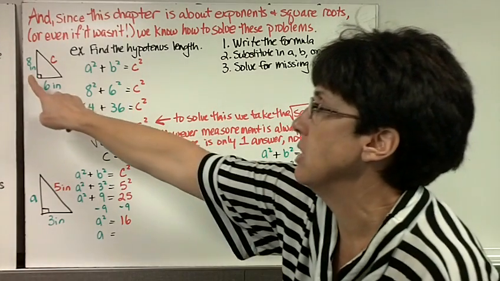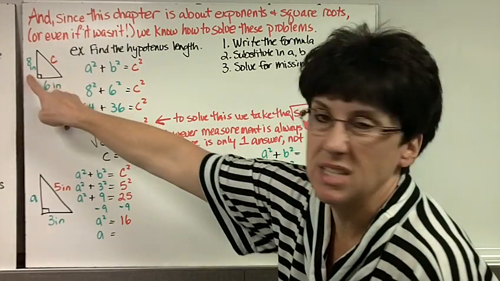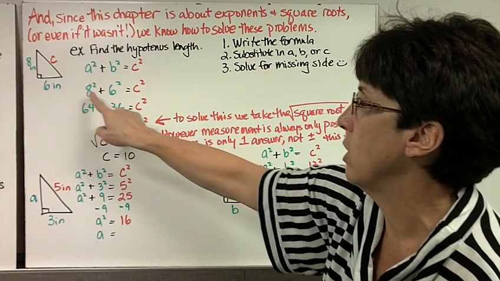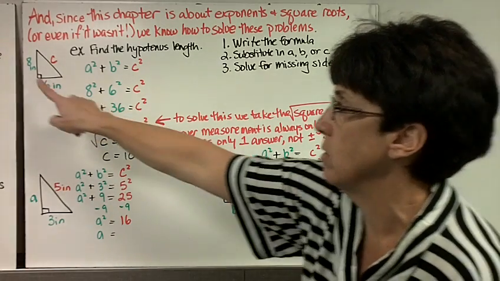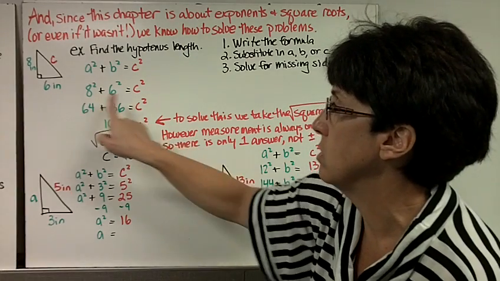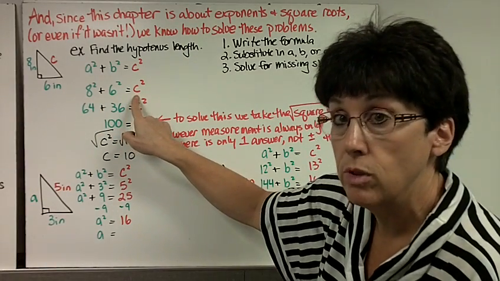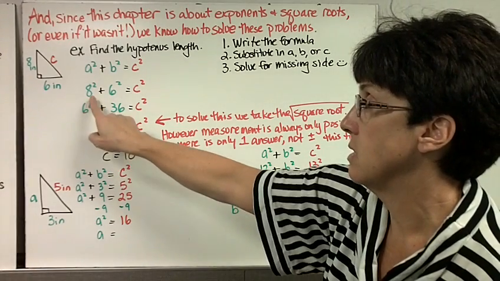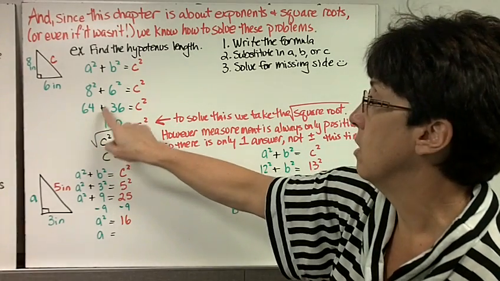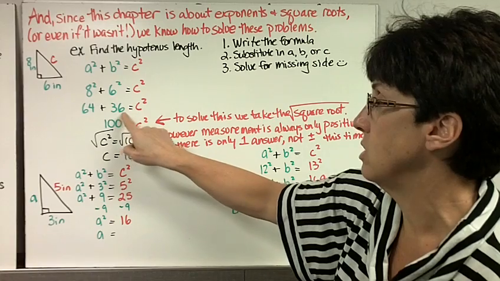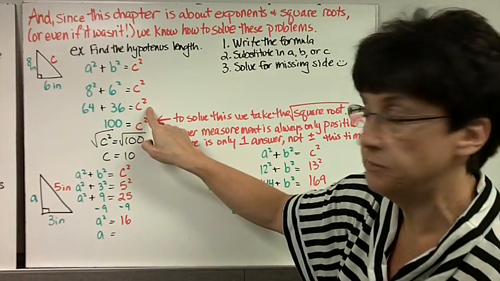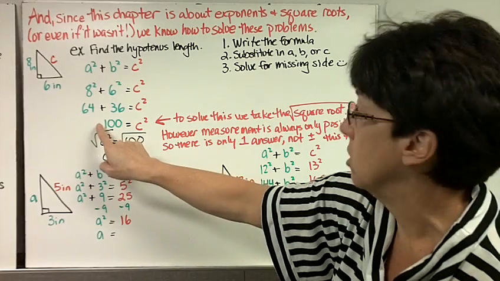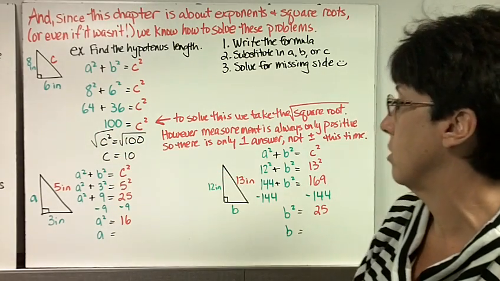And now we substitute in, since we have the legs, and I had named this A and this B, I'll just do that in that order. So A squared plus B squared, that's A and B, equals C squared. And I keep the variable there because I don't know what that is. Now I do the work. 8 squared is 64, plus 6 squared is 36, equals C squared. 64 plus 36 is 100. So 100 equals C squared.